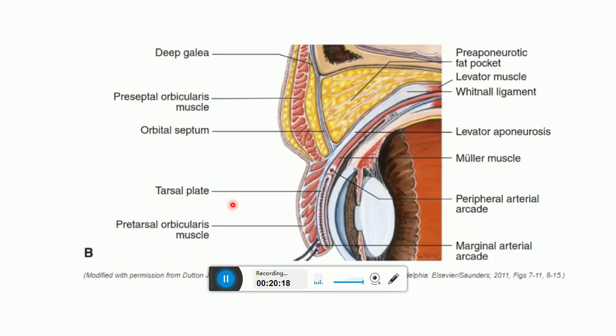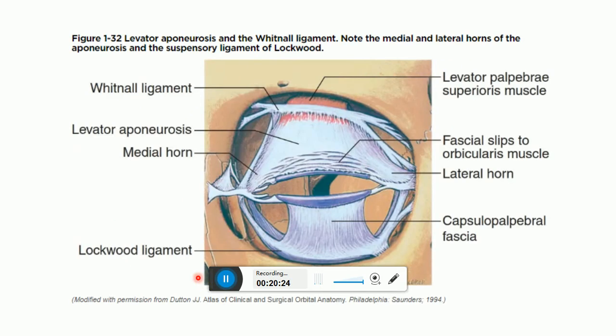So these were the muscles of retraction of the upper eyelid. Now we will discuss the muscles of retraction of the lower eyelid. The retractors are the capsulopalpebral fascia. This capsulopalpebral fascia, you can see, is analogous to the levator aponeurosis in the upper eyelid.